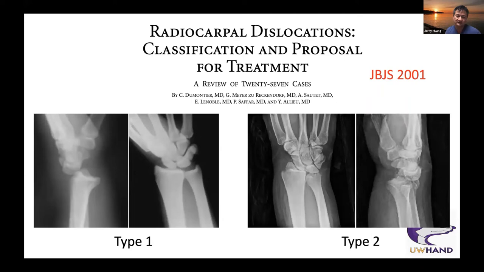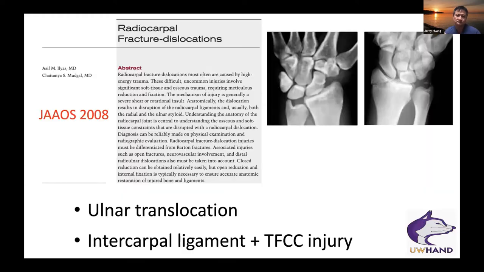We talked about Dumontier's classic series of 27 patients looking at type 1 and type 2. A type 1, this is a purely ligamentous injury, so there's really no fragments you could fixate directly. So you're looking at spanning the radiocarpal joint with the X-fix or a bridge plate. A type 2, you have a large radial styloid fragment that could be fixated directly.